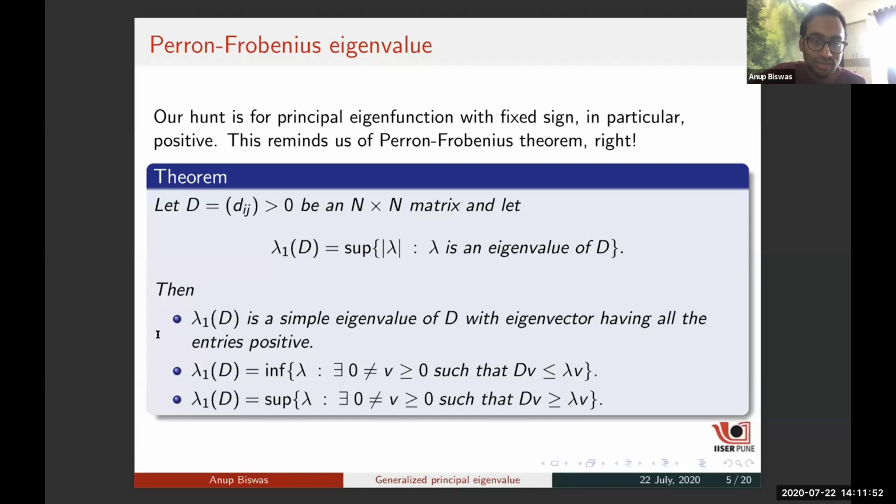Now, this is actually the theory of Perron. The generalization of Frobenius was that you can take entries that are non-negative. It could be zero somewhere, but the matrix has to be irreducible. So that was the extension of Frobenius, and the same thing holds.